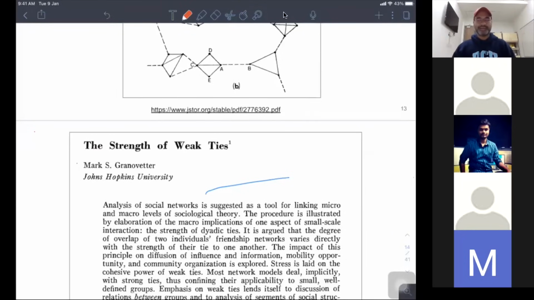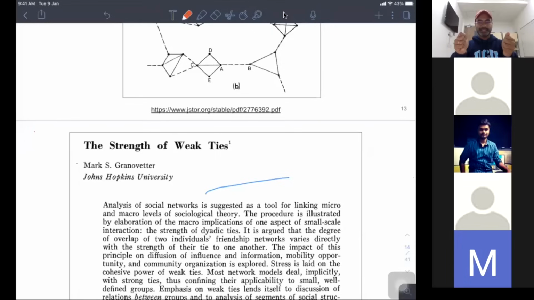So can you please do a +1 if you've understood both the 6 degrees of separation and the strength of weak ties? Please do a +1. Okay, good. Understood. Very nice. Somebody said that you did not understand quickly, right?